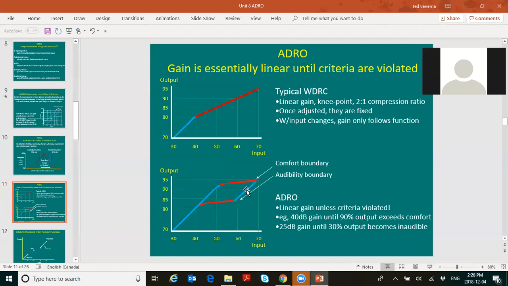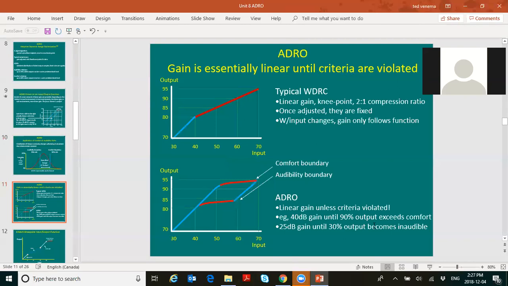So if the sound carries on, and once you reach a point where 30% becomes inaudible, whoomp, increase the linear gain. The linear gain stays at that increased amount until 10% of it goes beyond the person's loudness discomfort, boom, reduce the linear gain. So you're always sliding. You're using a more linear gain or less linear gain, but by gum, your gain is always linear. And that's the secret behind ADRO.